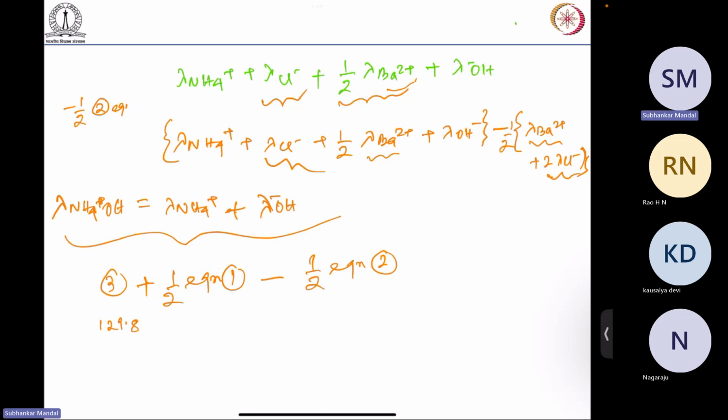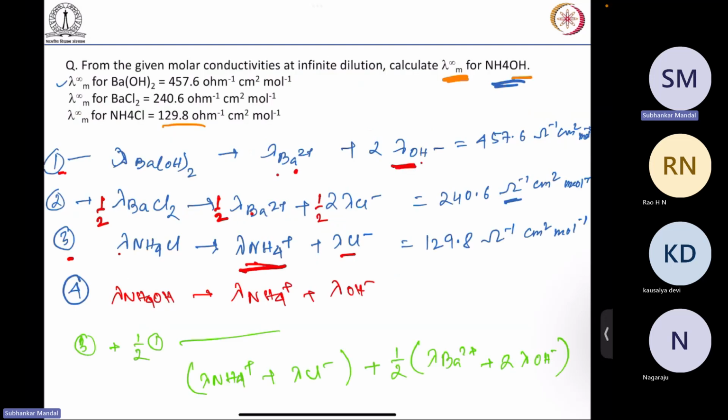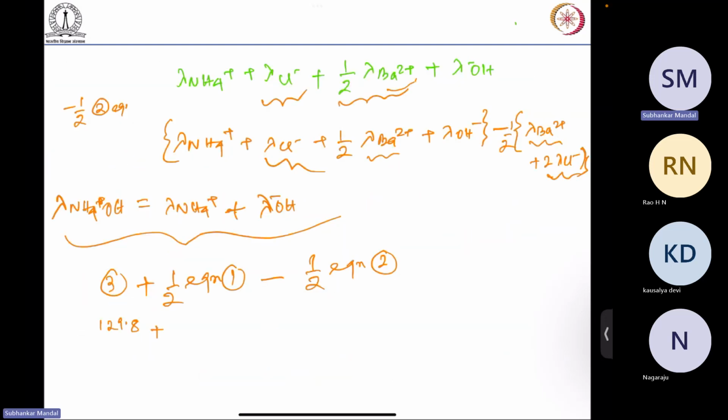Equation 3, this is the value, 129.8, plus equation 1, what is the value? Equation 1, 457.6, that will be divided by 2, minus equation 2, 40.6 divided by 2. And what is the unit? Ohm inverse centimeter square mole inverse.